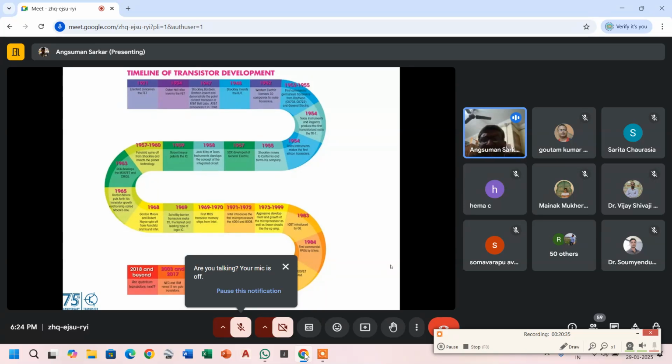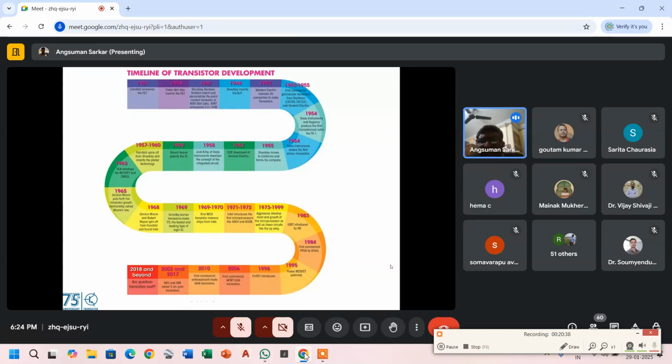Basically this slide is a little bit hazy, so I'll not discuss it. We'll discuss it later during my talk.